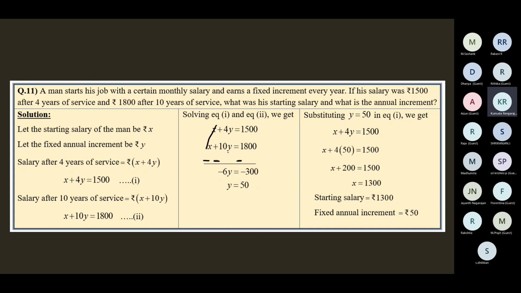So X and minus X get cancelled. 4Y minus 10Y is minus 6Y. 1,500 minus 1,800 is minus 300. So Y is 50. Substitute in any one of the two equations to find the value of X. So the starting salary is 1,300 and the increment is 50 rupees.